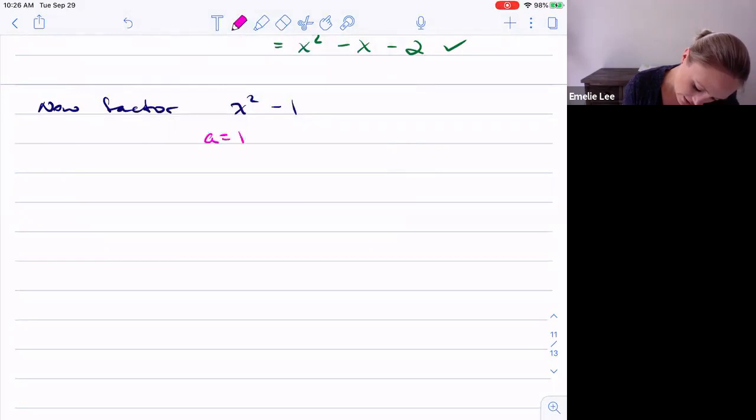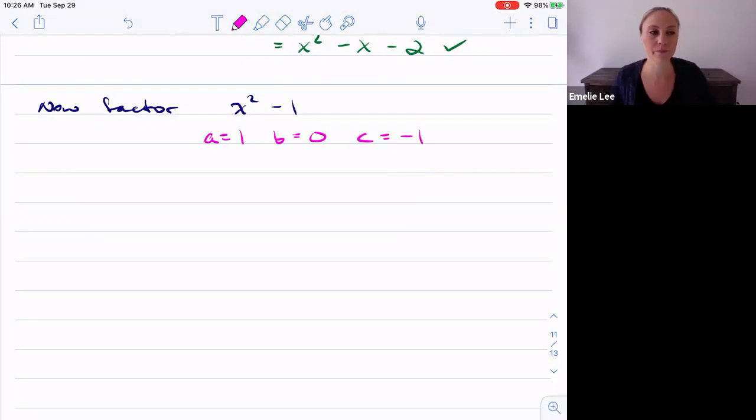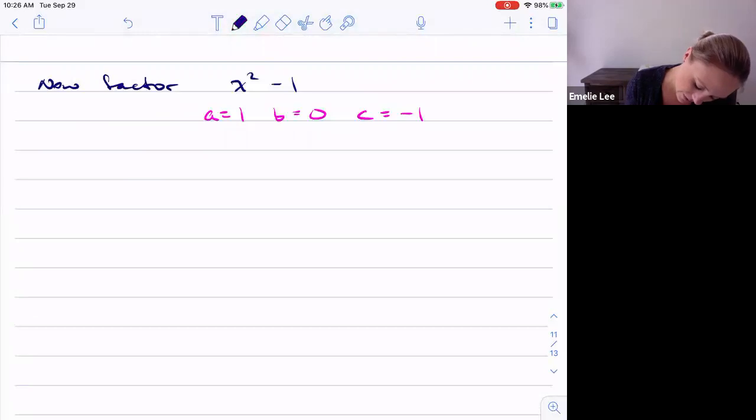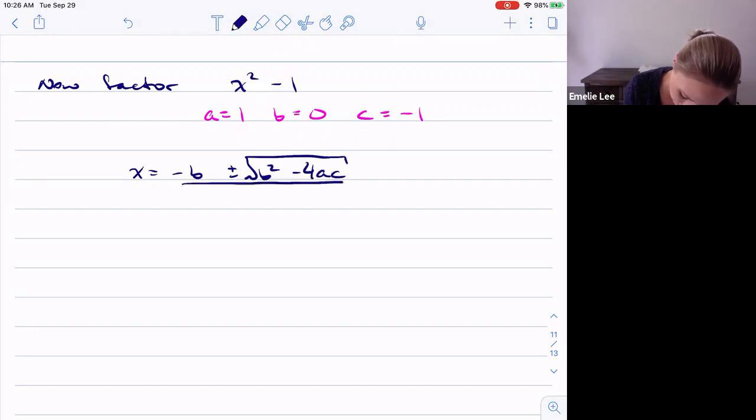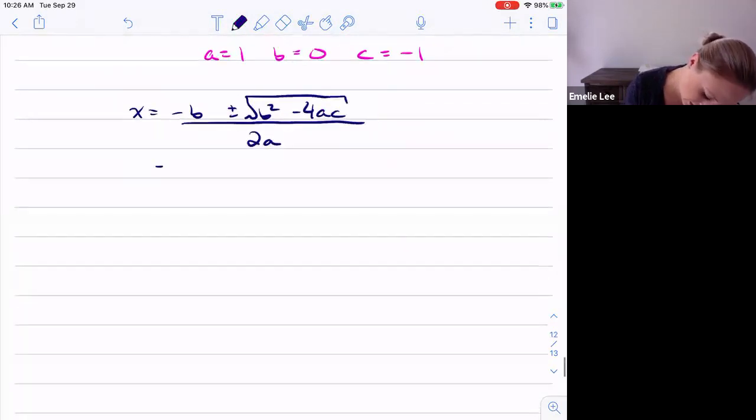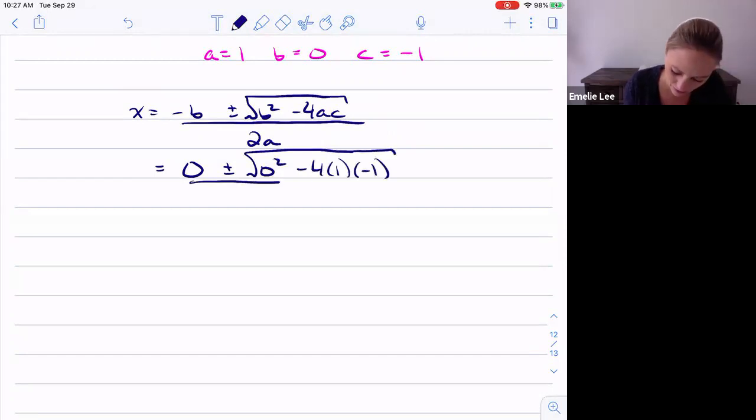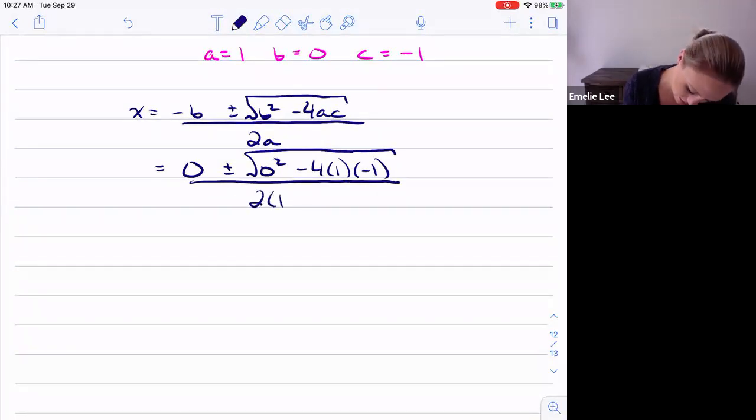So here I've got, rewrite this, a is 1, b is 0, and c is negative 1. Find the solutions, use those solutions to make our factors. So now I've got x is negative b plus minus the square root of b squared minus 4ac over 2a, which is going to be 0 plus minus the square root of 0 squared minus 4 times 1 times negative 1. Phew, right? Otherwise I'd be taking the square root of a negative, which I can't do, over 2 times 1.